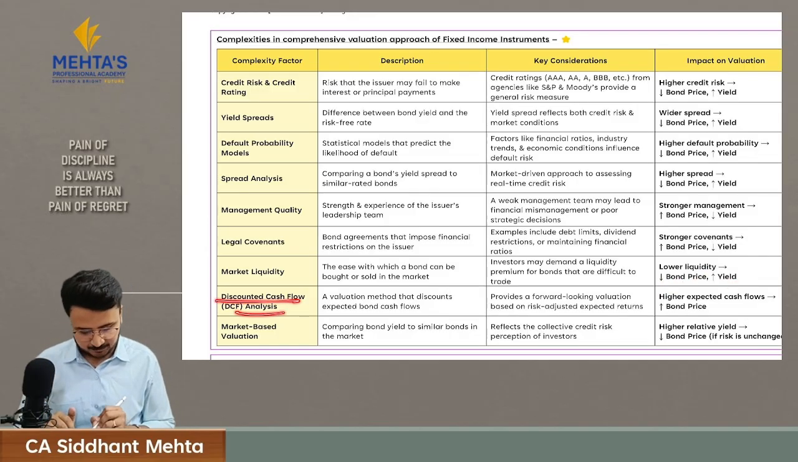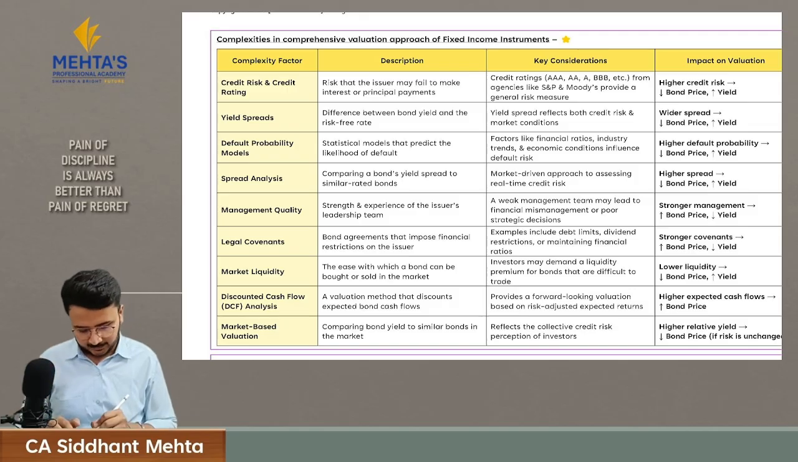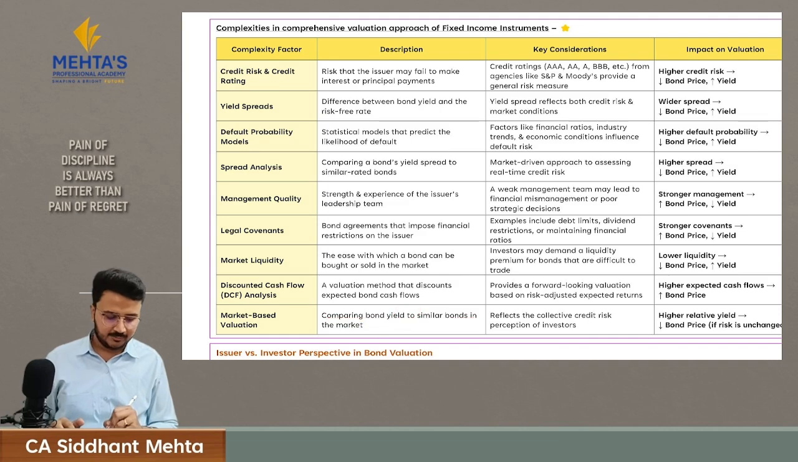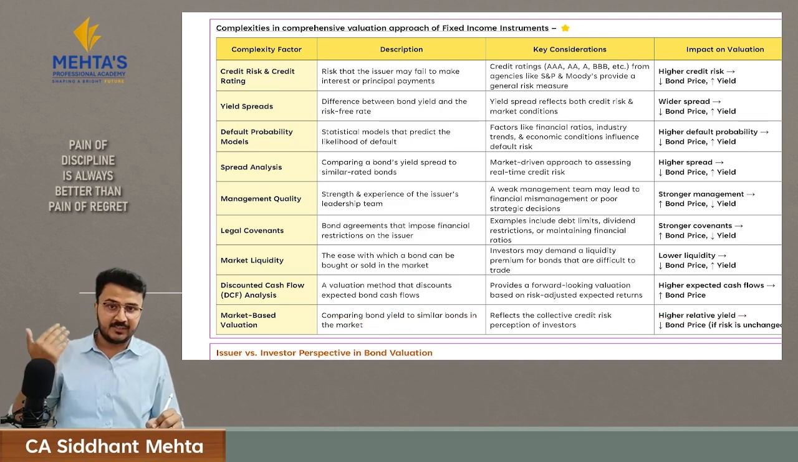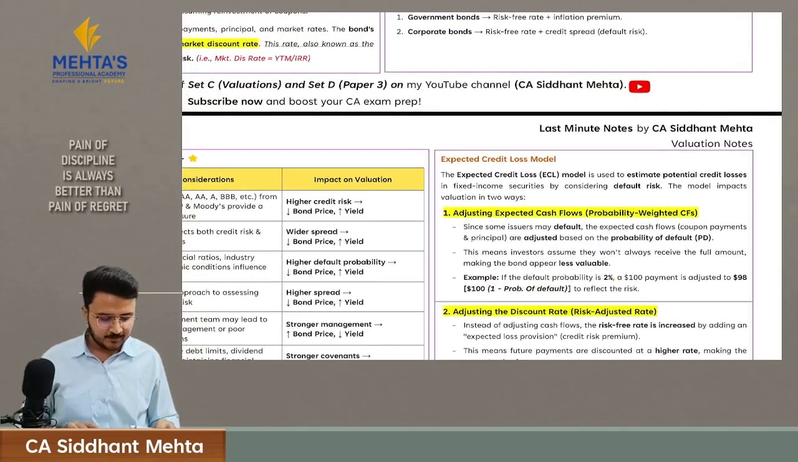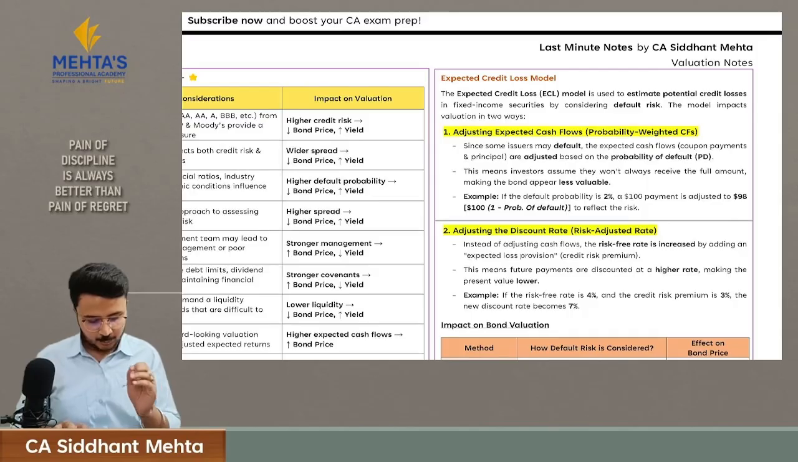Then discounted cash flow analysis. That means if you have higher expected cash flows, then definitely your bond price will be high. And market-based valuation means comparing your bond with similar bonds in the market. If you have a higher relative yield, if your return is high, then your bond price will be less. Now let's understand if there are any defaults in payment, how you will adjust for it in your bond valuation, which is called the expected credit loss model.